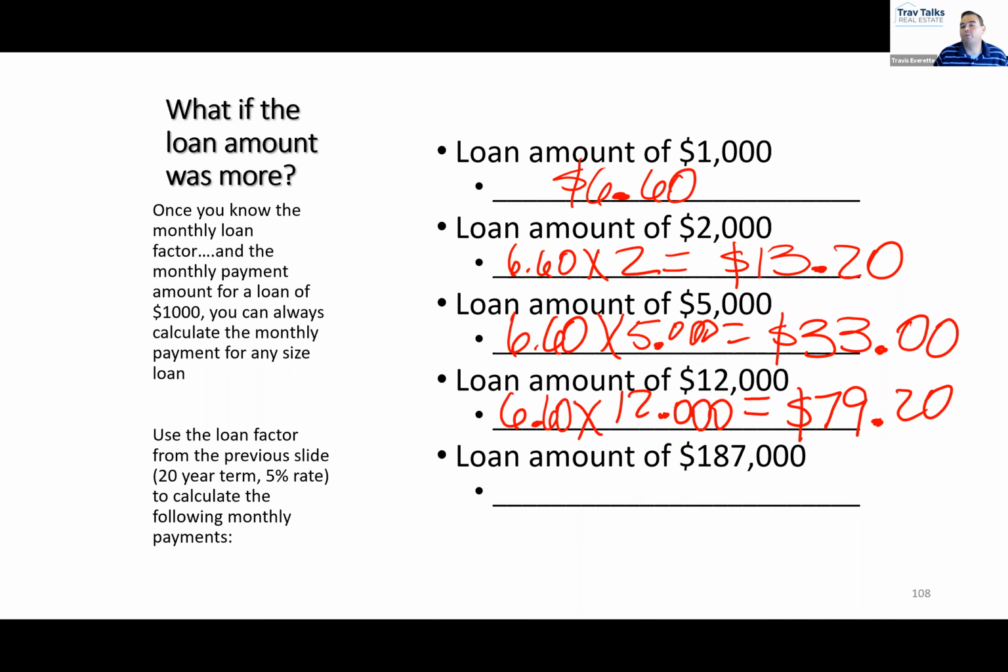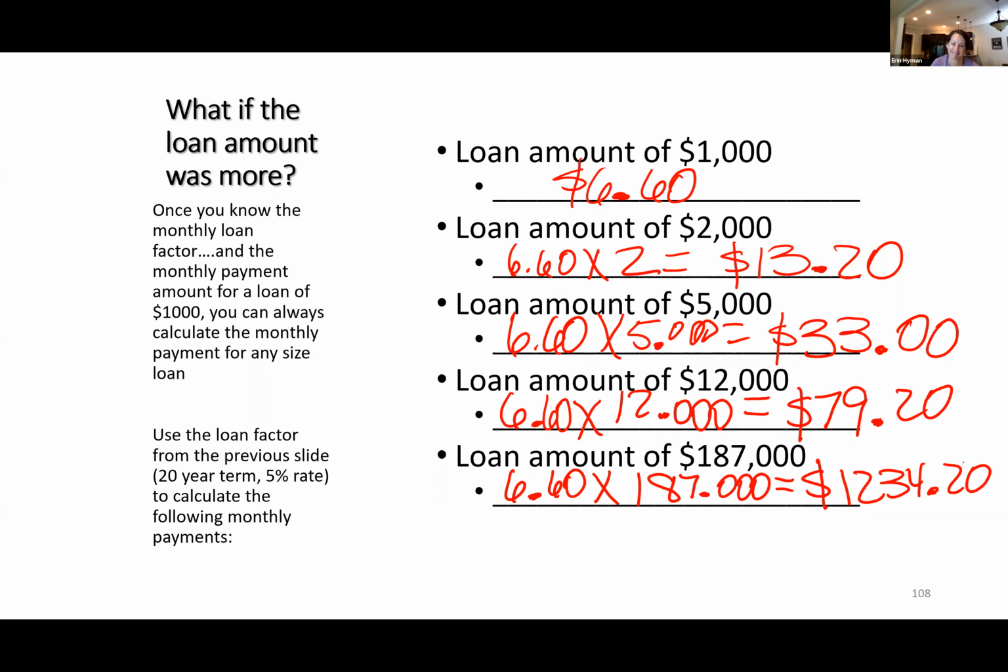So now this was William's question way back when, and I bet William can answer it now for himself. How are we going to calculate that payment if they're borrowing $187,000? It's still going to be the same loan factor of $6.60 times what? 187.000. What's the monthly payment? $1,234.20. How many of you now think you could calculate any monthly payment on any loan at all as long as you got your calculator and that chart? Yes.